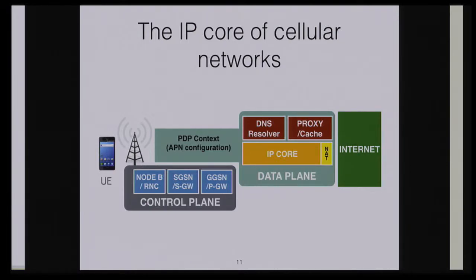A mobile device or user equipment is connected to the internet after creating a PDP context. This is basically a tunnel that hides completely the control plane from the device. And mobile users actually have very little power to modify what kind of middleboxes they are going to encounter whenever they try to connect to the internet.